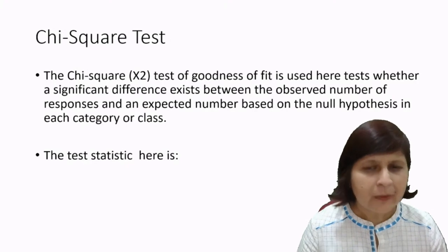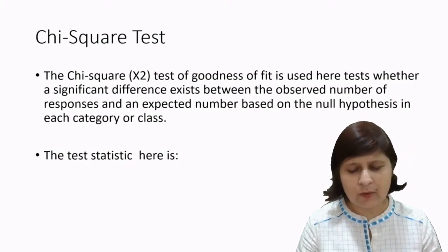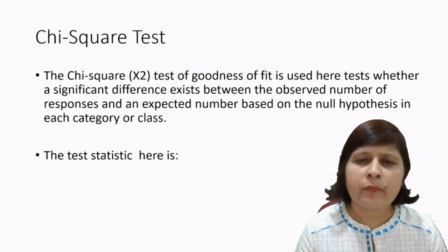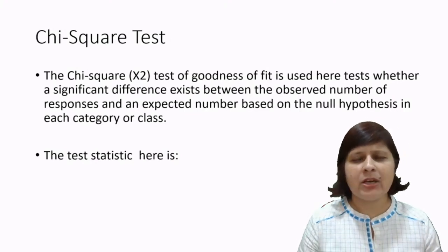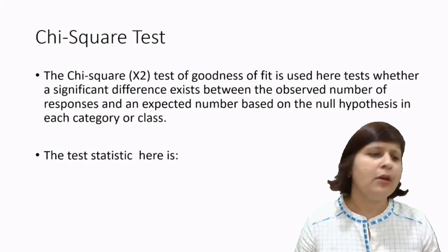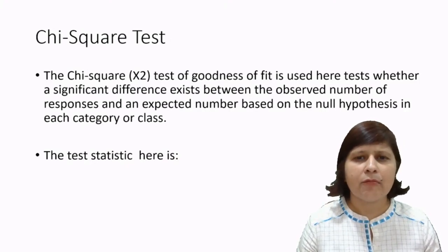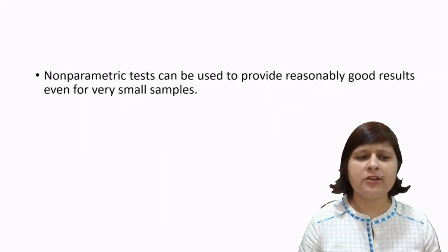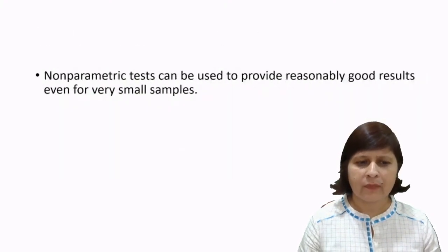So today we discussed the coding of data, and the non-parametric test, especially the chi-square test. In our next lecture we will discuss more non-parametric tests. I hope this is clear to everyone now, right?